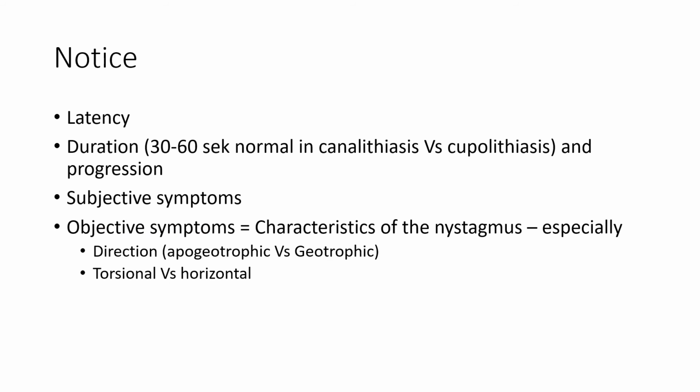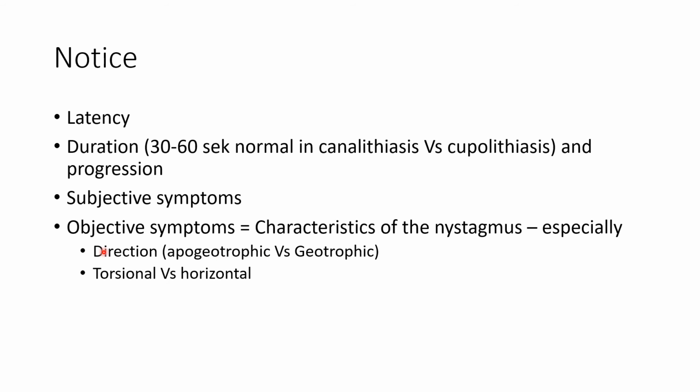For the objective symptoms, what you want to know is especially the characteristics of the nystagmus, and you want to know the direction, which is either apogeotropic or geotropic. Apogeotropic is the rarer one, where the nystagmus goes towards the sky, and geotropic is where it goes towards the ground. Geo meaning ground, and tropic meaning an affinity to. So it has an affinity to go towards the ground, and apo would be the opposite of that, which is upwards.